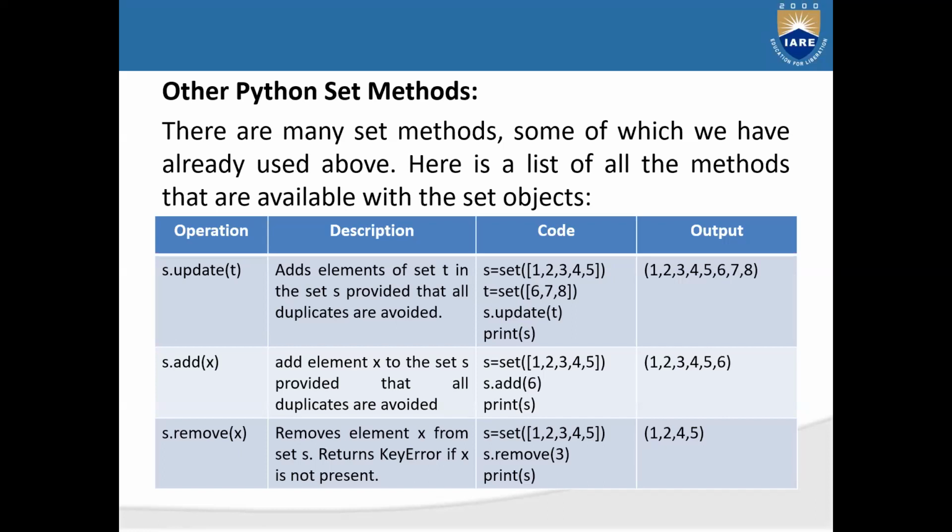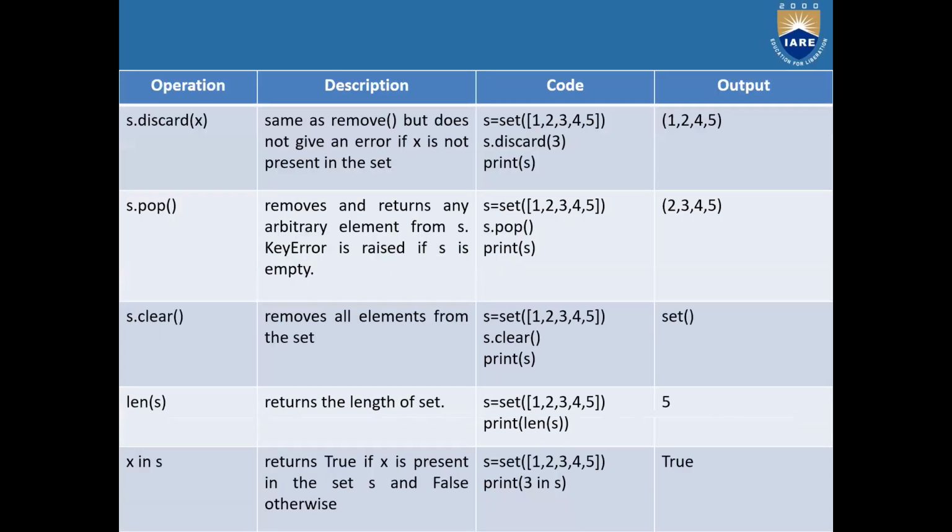When we use the remove operation, if we want to remove a particular element from a given set, and that element is not present in the set, then it will return a key error. Whereas when we are using discard, it will not return any error. Whether the element is present or not, or the set is empty or not, it will not return any key error.